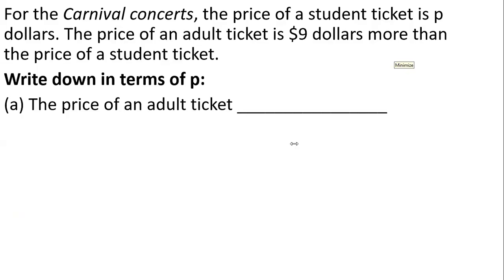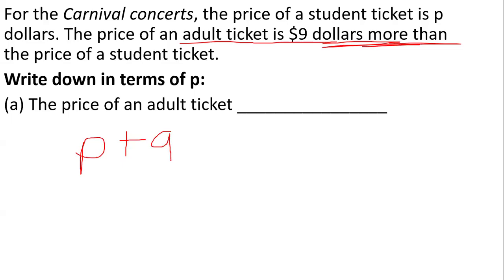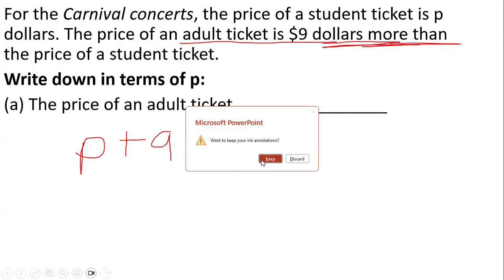So the price of an adult ticket, it says it here. The price of an adult ticket is what? $9 more than. So if we know the price of a student ticket is P, what is 9 more than P? P plus 9. So math is easy. Don't make it hard. The answer is gonna be P plus 9.